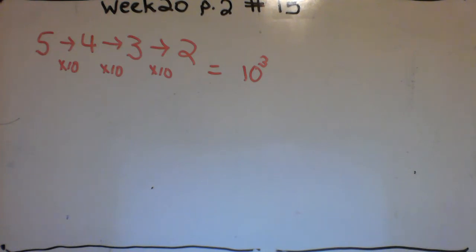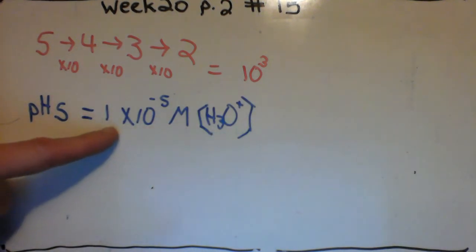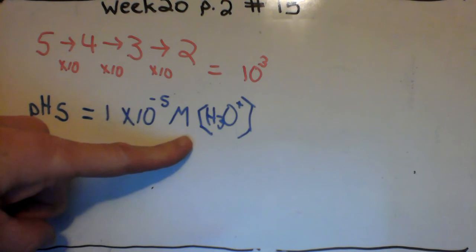And when it gets more acidic, the actual concentration of hydronium ions increases. So we know we'll be multiplying by 10 and not dividing by 10. Each time it goes one number in a downward direction toward 1, we multiply by 10 the concentration of hydronium ions. So if we have a pH of 5, the concentration of hydronium ions is 1 times 10 to the negative 5th molar.